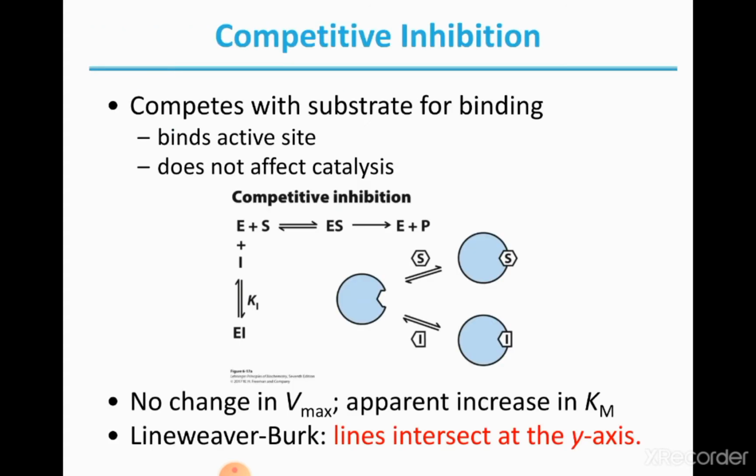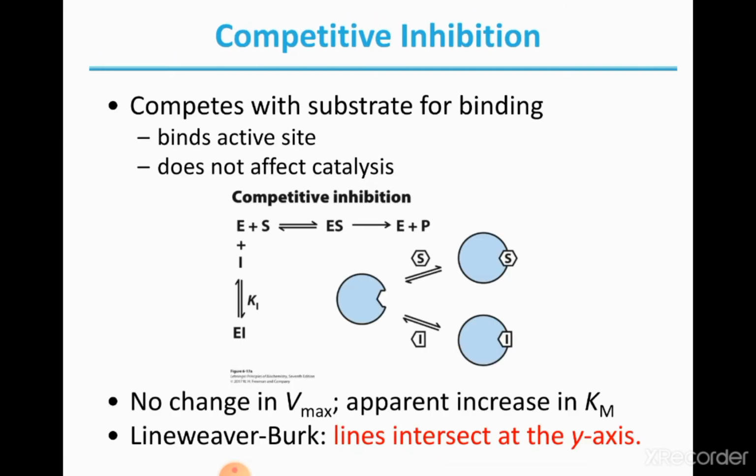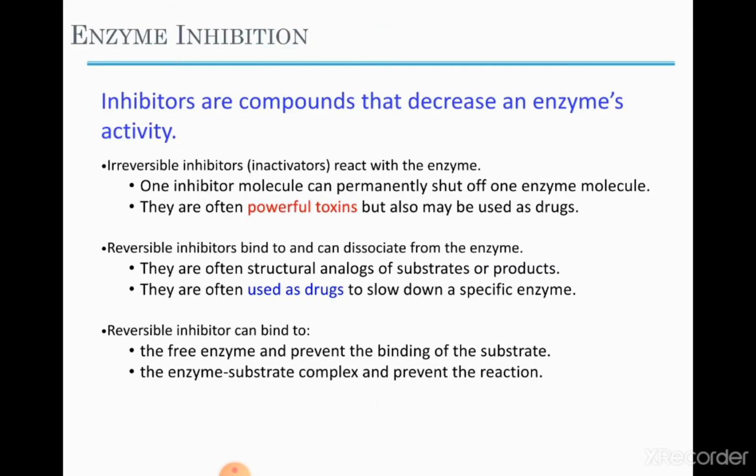Now let us look into the types of enzyme inhibition. Enzyme inhibition can be of three types: competitive inhibition, uncompetitive inhibition, and non-competitive inhibition. Basically we have irreversible inhibitors and reversible inhibitors. In reversible inhibitors, there are two possibilities. The reversible inhibitor can bind to the free enzyme and prevent the binding of the substrate, or it can bind to the ES complex and prevent the conversion to product. Now let us see that in detail.